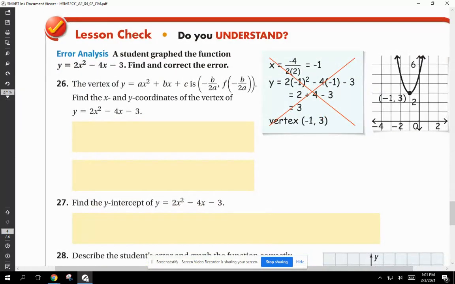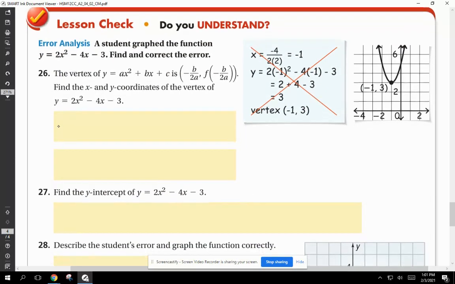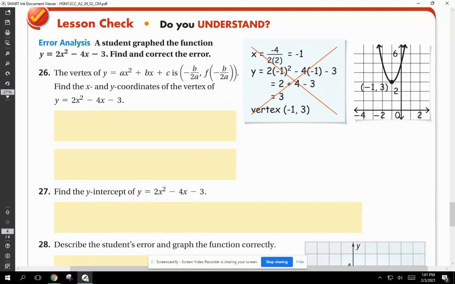Do you understand? A student graphed the function of this. Find the correct answer. The vertex of y equals ax squared plus bx plus c is at x equals -b over 2a. Find the x and y coordinates of the vertex of that graph. Go. So basically, they want you to follow this right here. We're just going to find the x.